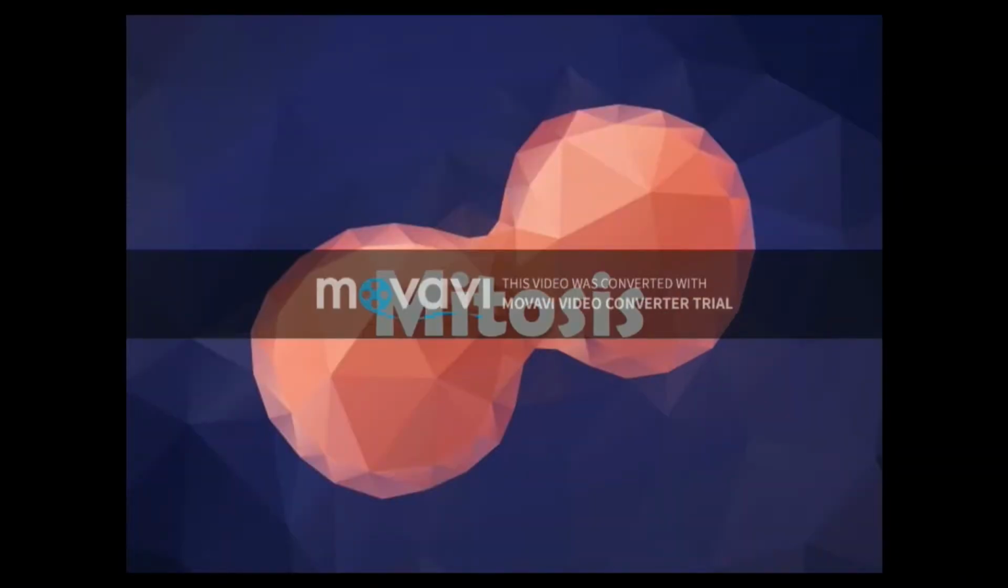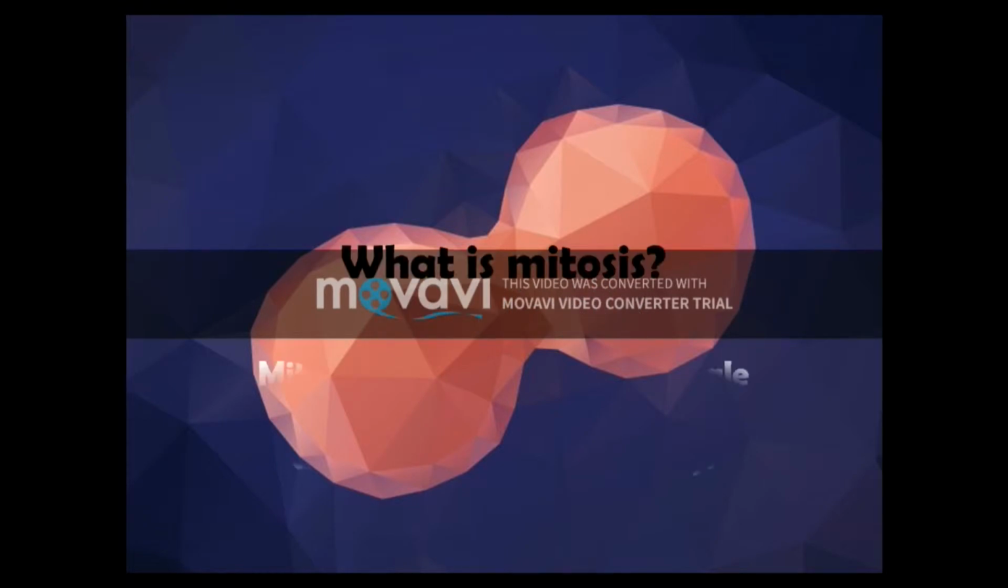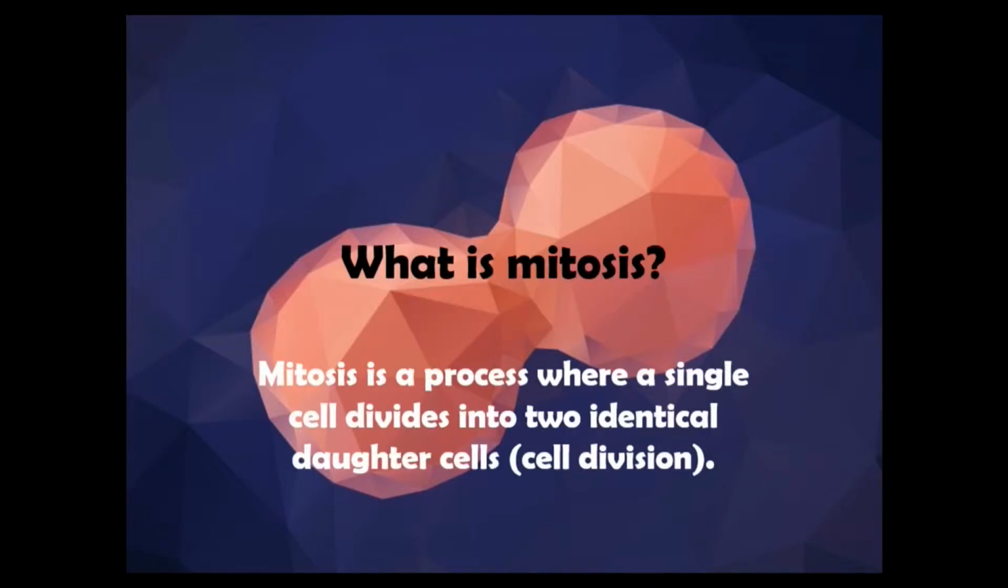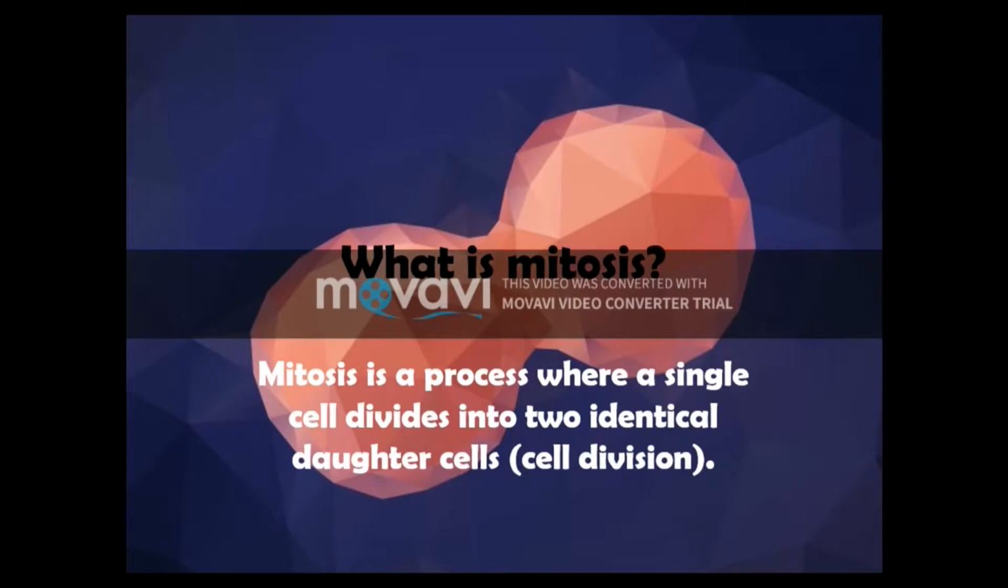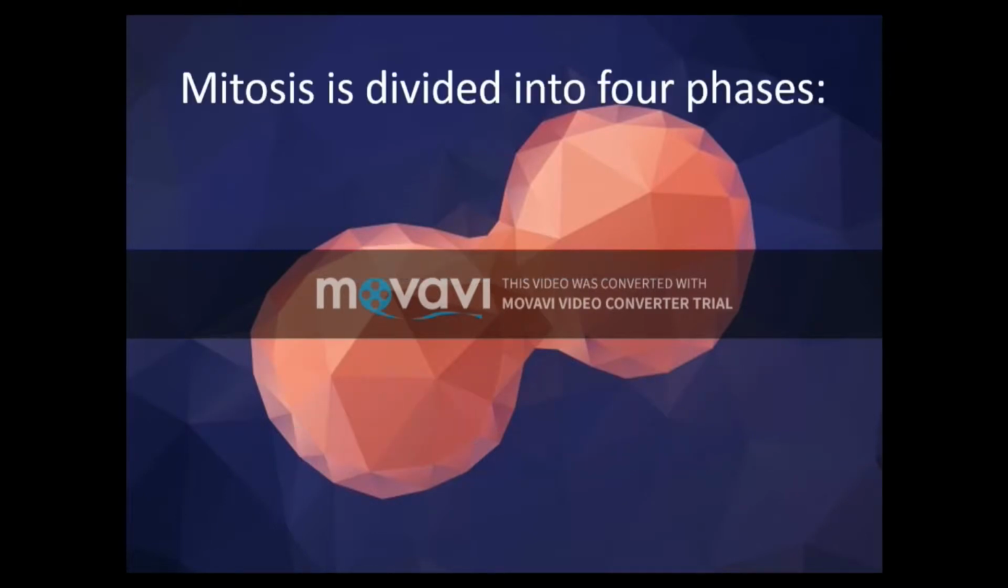Okay, good morning everyone. First, we will talk about mitosis. So, what is mitosis? Well, according to this, mitosis is a process where a single cell divides into two identical daughter cells. To clarify things, mitosis is responsible for regeneration, growth, and maintenance, while meiosis is responsible for sexual reproduction.